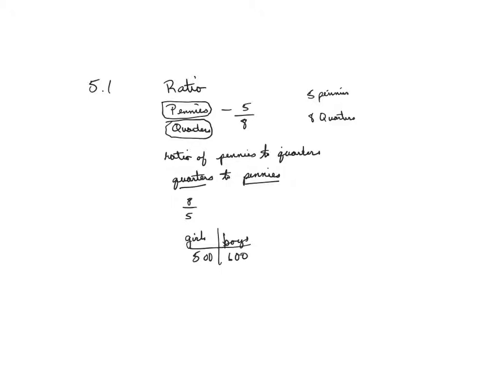Then it would be, what's the ratio of boys to girls? The ratio of boys to girls. So we got boys on top, girls on the bottom. So it's 600 over 500, which is equal to 6 over 5. So you would reduce to the smallest number possible, if that makes sense.